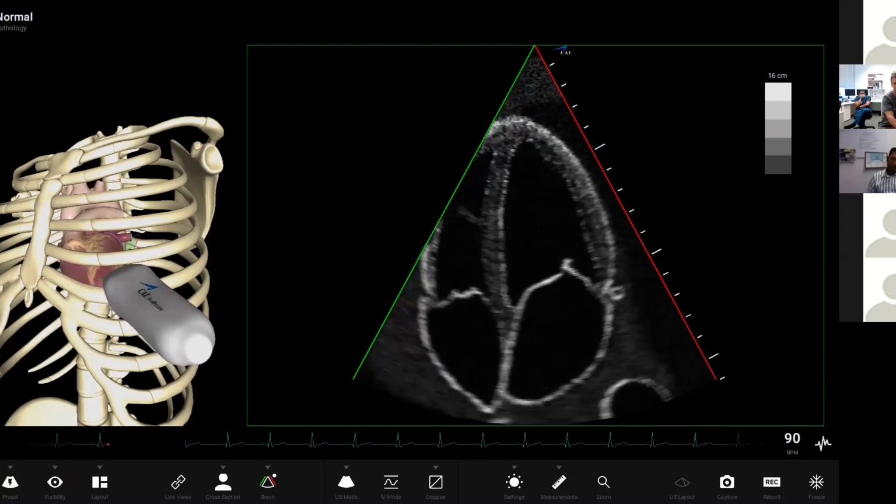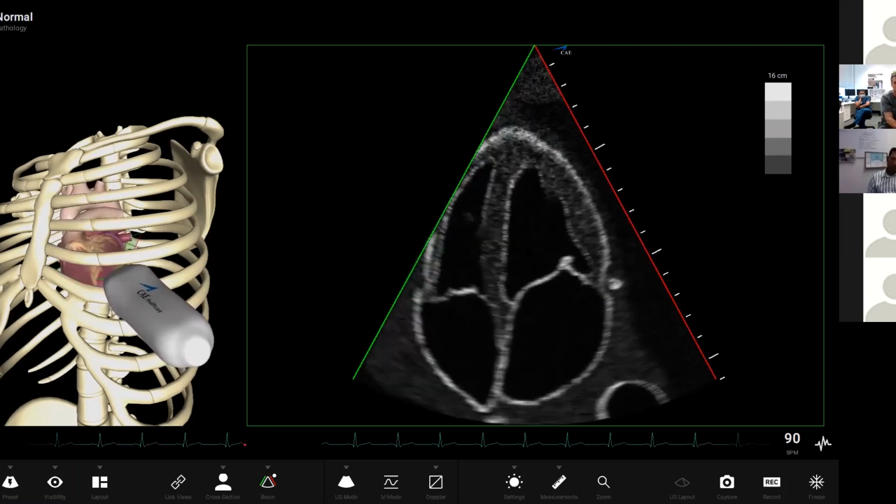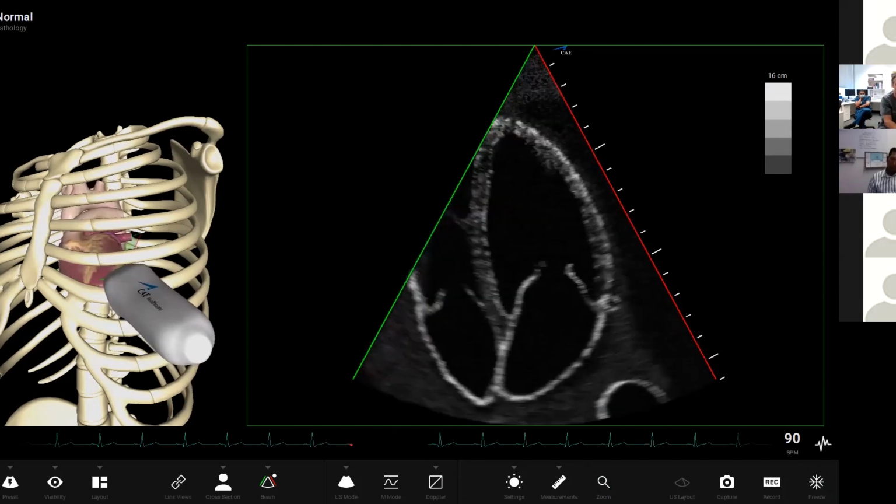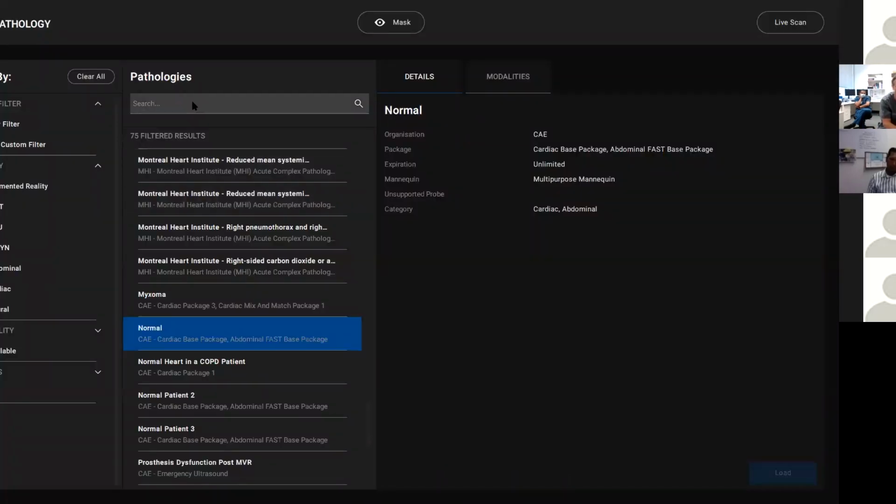Cool. What else can I tell you? Okay, let me try and load a pathology, and I'm just going to see if I can find this.